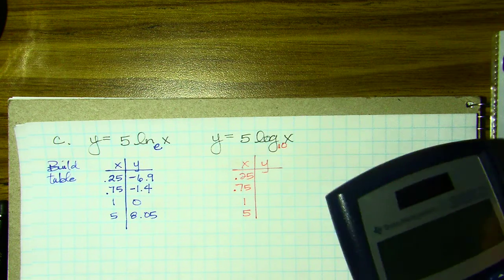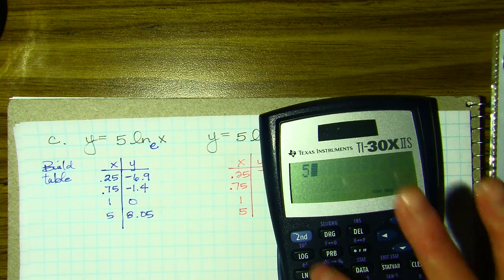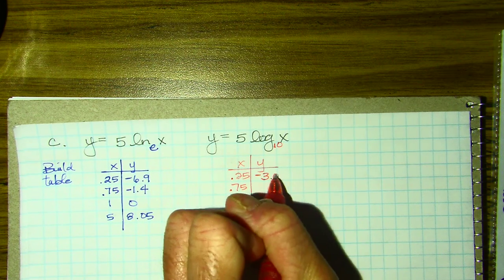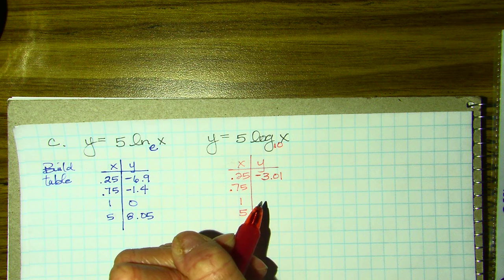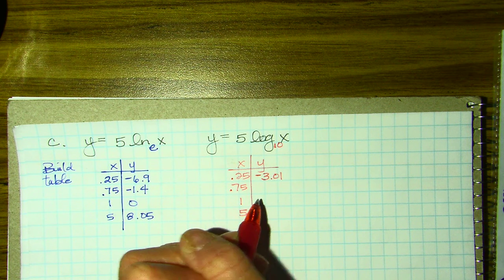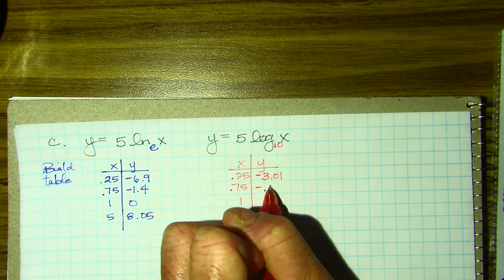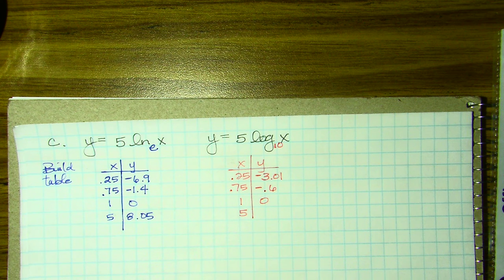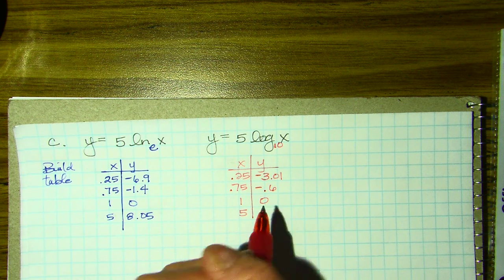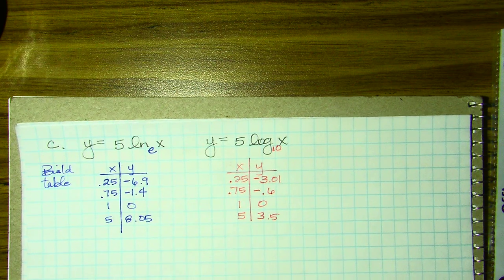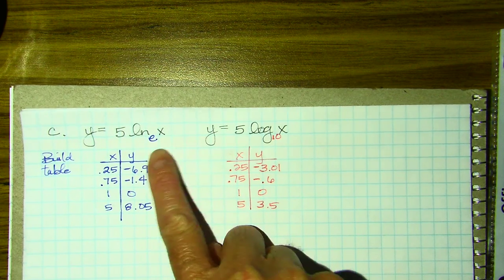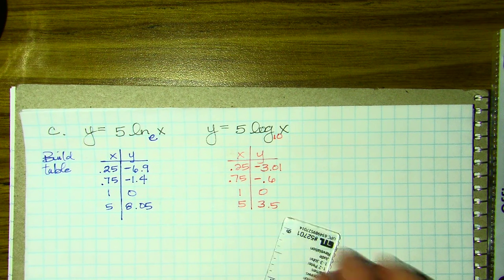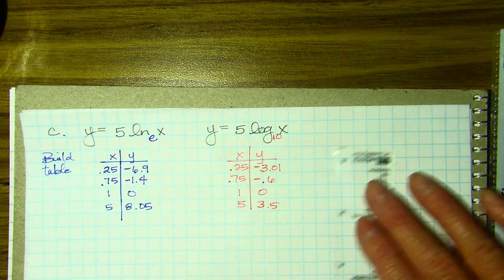So now I'm going to find this one in red. 5 times the log of 0.25, I get negative 3.01. 5 times the log of 0.75, and I get negative 0.6. 5 times the log of 1, and 5 times the log of 5. So if you notice, these values are smaller, but that's because the base is 10, so the exponents are going to be much smaller. And then you would graph the two.